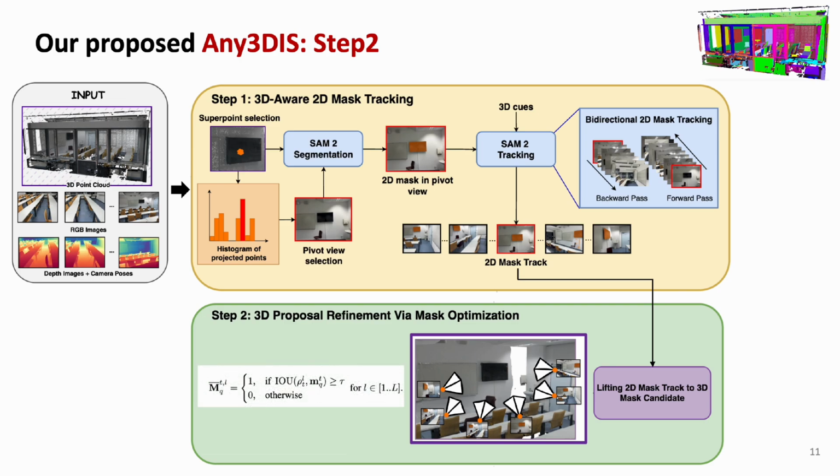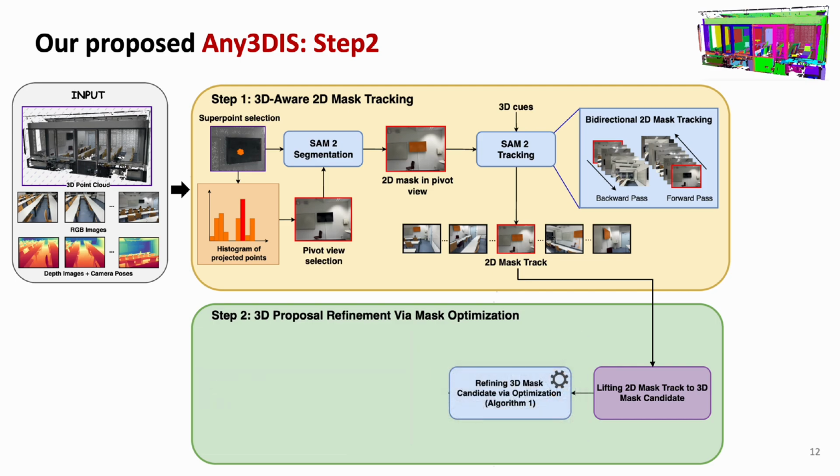An initial 3D mask is formed by merging all visible superpoints. However, this naive merging can be suboptimal, as it overlooks consistency across views. A superpoint may align well in one view, but poorly in others.